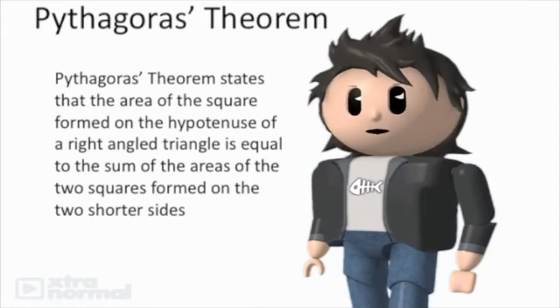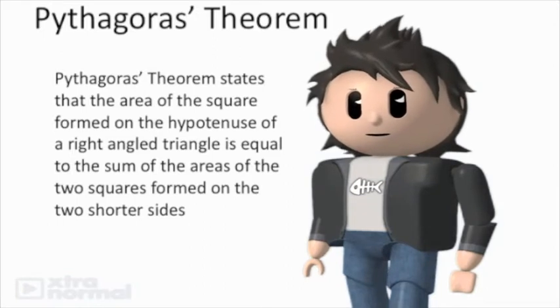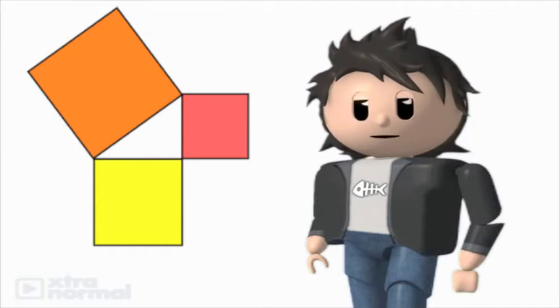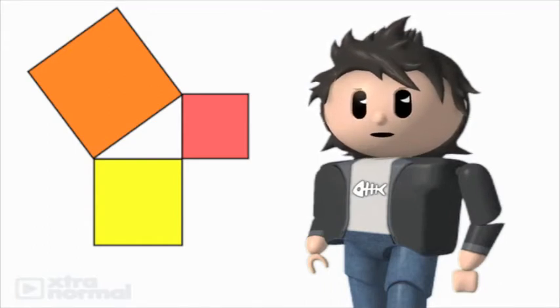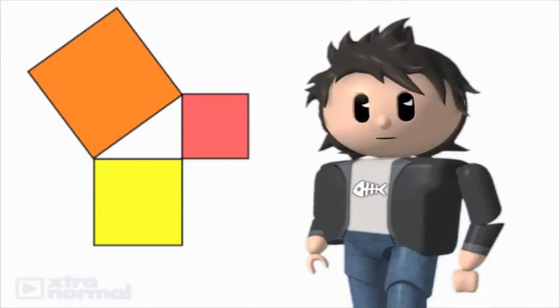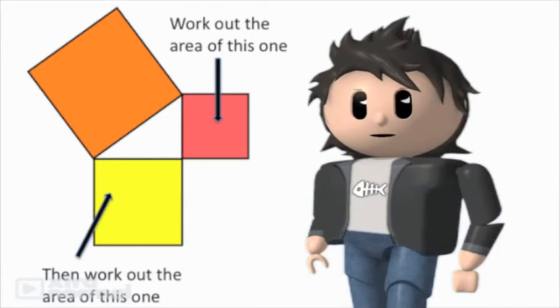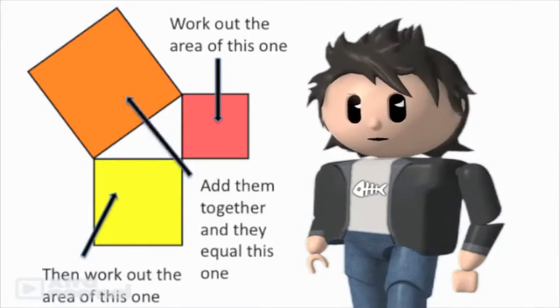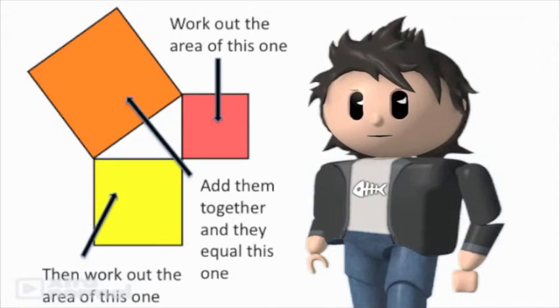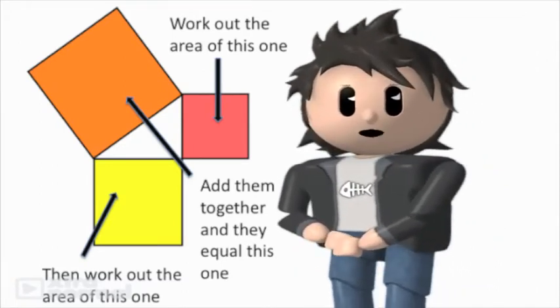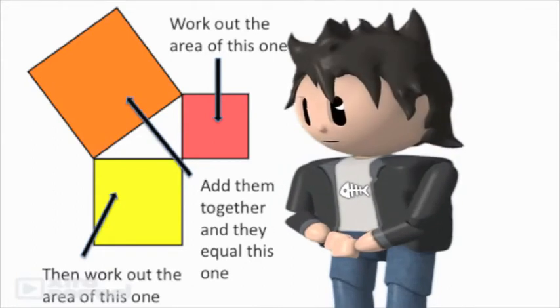I know it sounds quite complicated, but it's really quite simple. Have a look at this triangle. If we formed three squares on each of the sides like this, we could find the area of each one. If we found the area of the red one, then the area of the yellow one, we could add these together, and it would equal the area of the largest square, in this case, the orange square. This will always work as long as the triangle is right-angled.